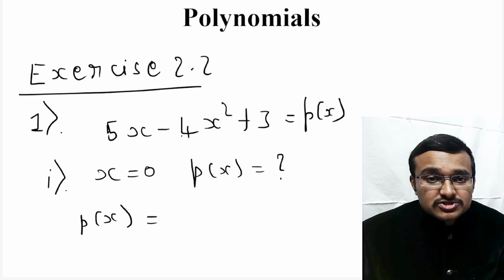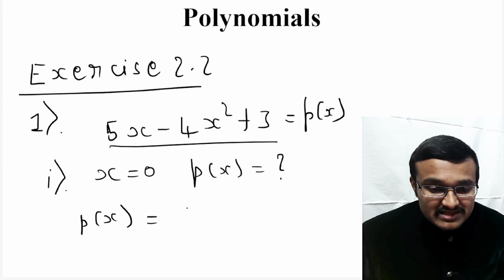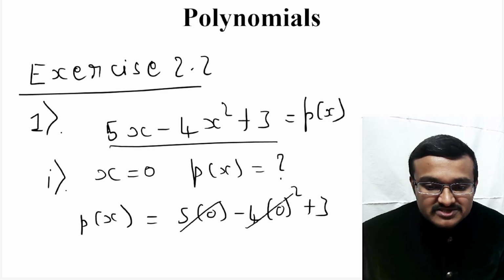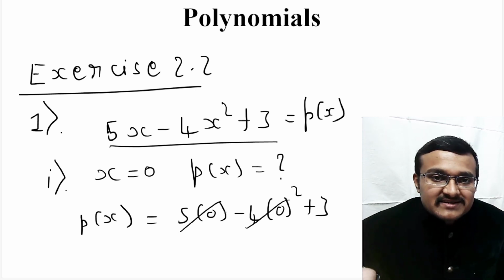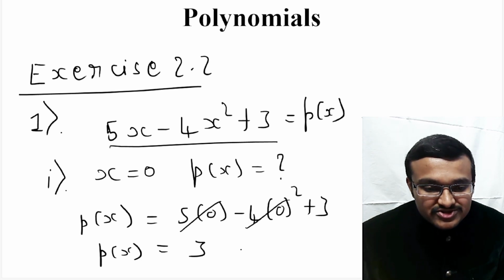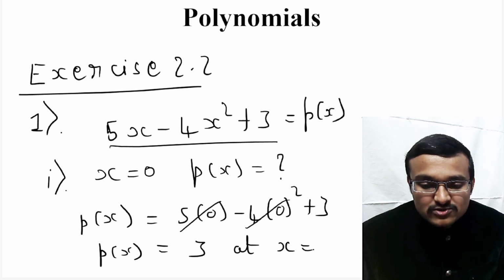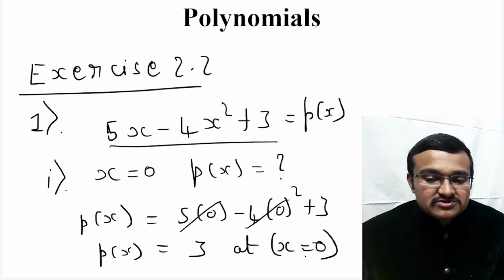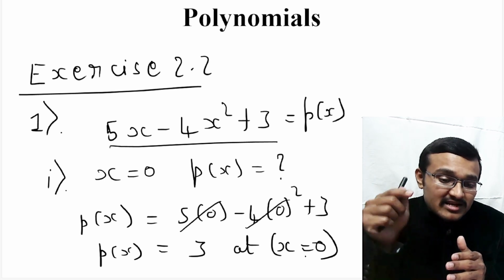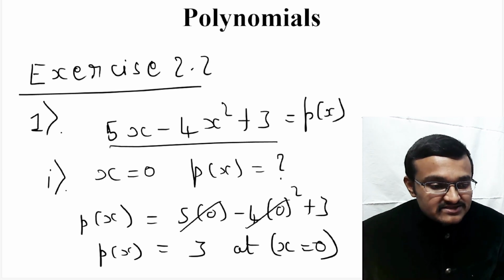When you substitute 0 in this polynomial, it becomes 5 into 0 minus 4 into 0 whole square plus 3. The first terms become 0, because 0 multiplied by anything is always 0. So the only remaining value is 3. So p of x is equal to 3 at x is equal to 0. Whenever you substitute x is equal to 0 in this p of x polynomial, you will get 3 as the answer.